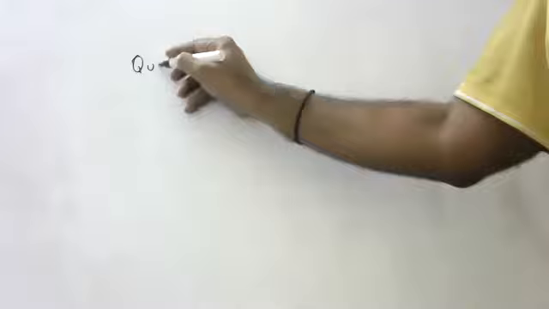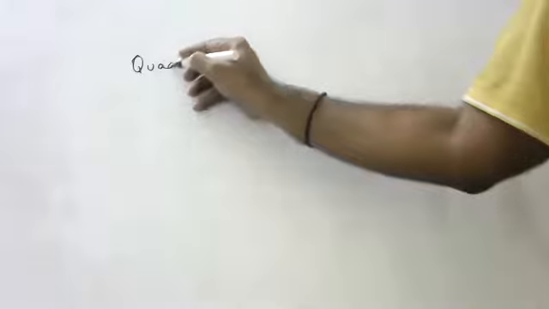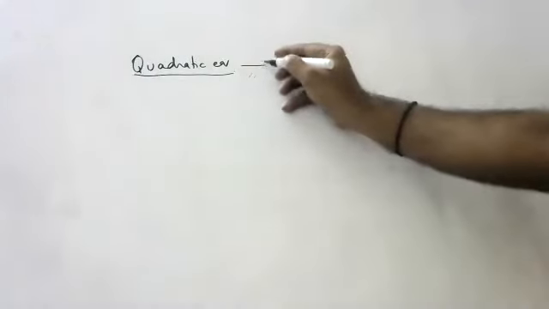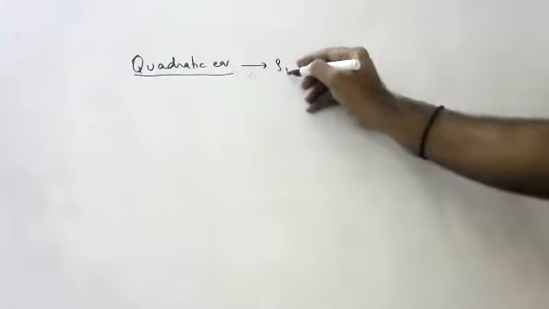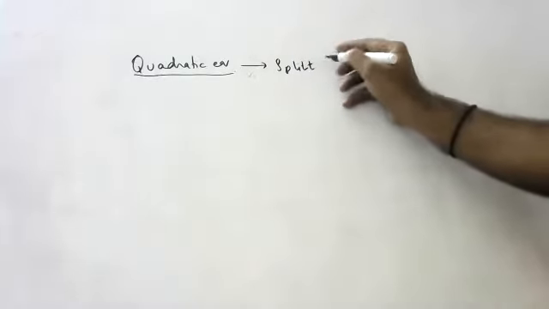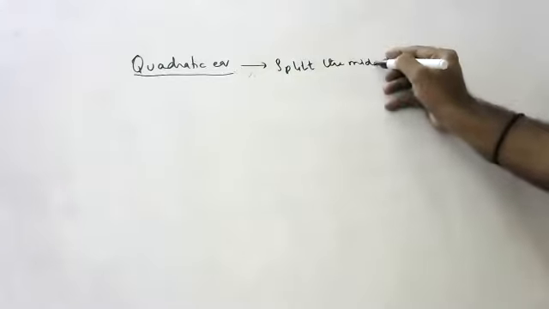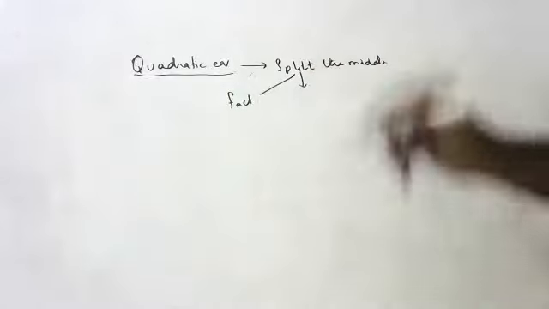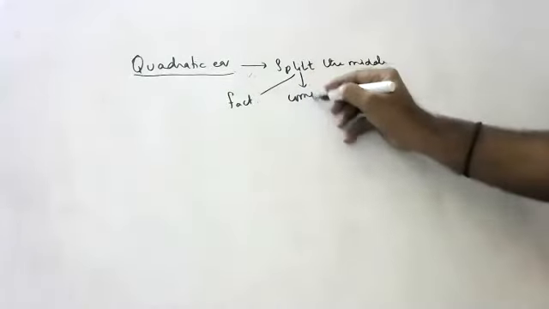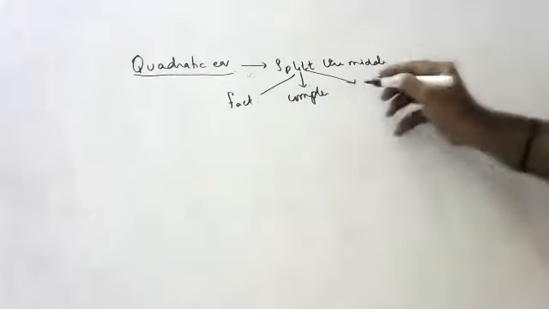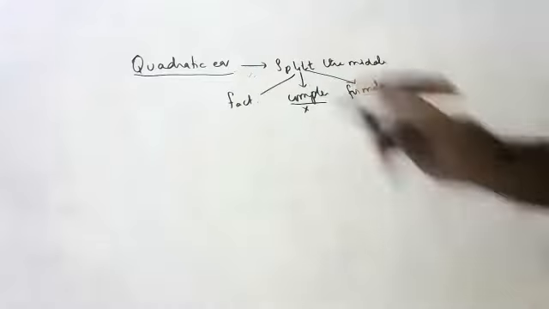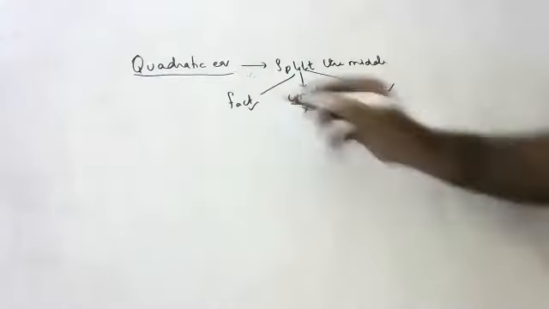Okay, children. So let's revise quadratic equations. Situation problems are deleted. So what remains are sums where you may get split the middle term, which means factorization. Split the middle term, children, we can do by factorization or by completing the square method or by the formula method. Completing square method is not there for you. Formula method and factorization method we can do.